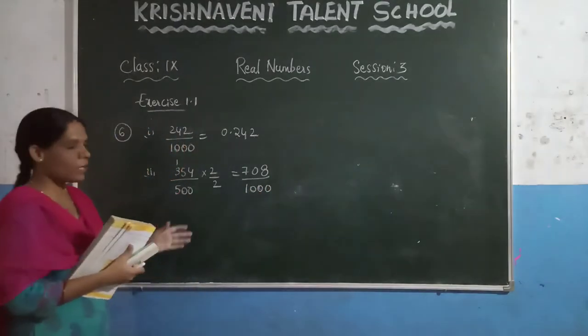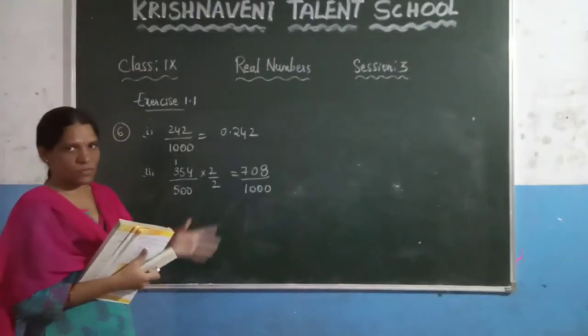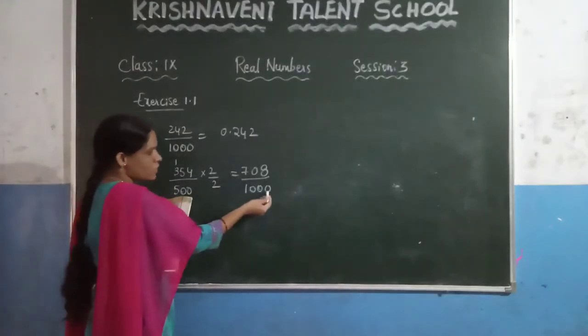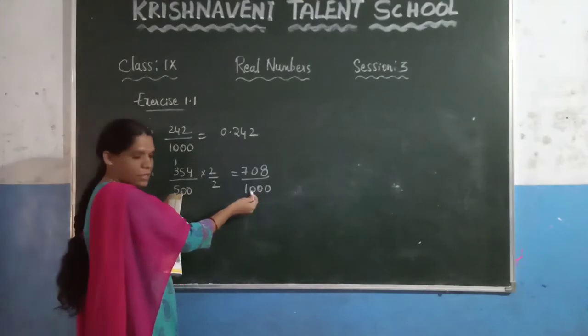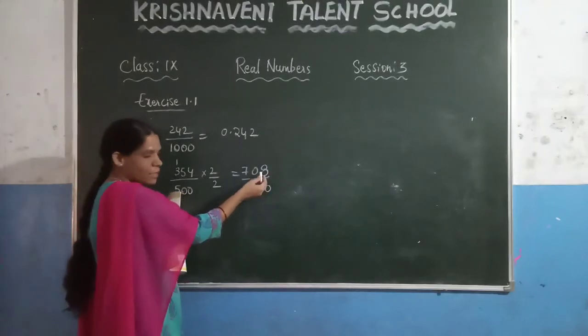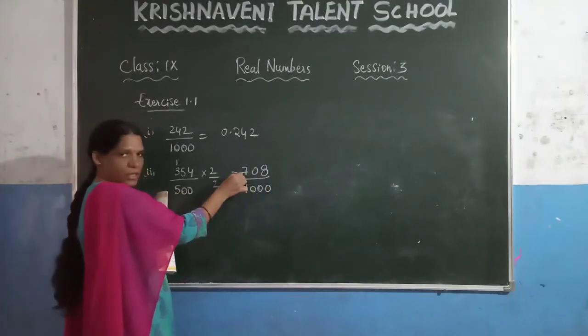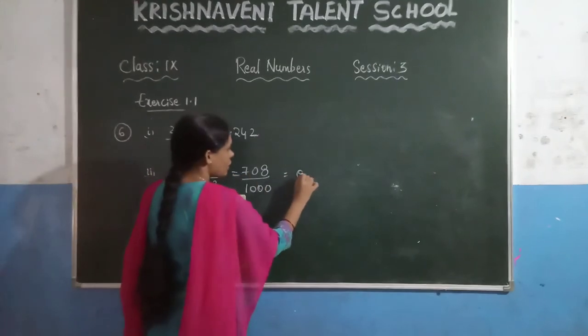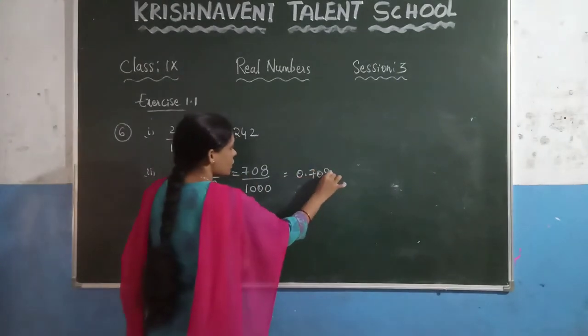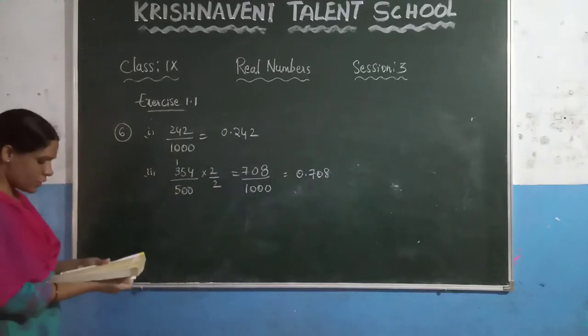Now here we have made the denominator 1000. Now it is very simple. Just check how many zeros are there. 3 zeros are there. So you need to move 3 numbers. 1, 2, 3. Here you will get a point. So write it here: 0.708. Now see the next question.